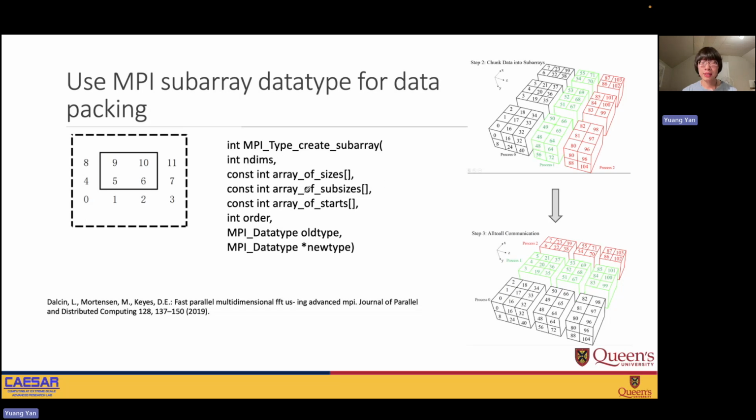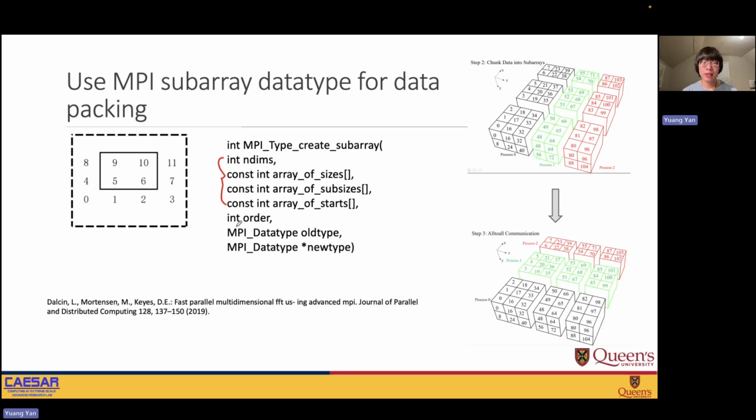The array of subsizes is the array we want to extract from the global array, and in this case it's 2 times 2, so the elements in the array are 2 and 2. The third argument is the array of starts, and in this case it is 1 and 1, because the element 5 starts from the first column and first row. There's an argument called order, which I will introduce later. With these arguments, we can decide a subarray that we want to extract, and that will be passed into the function, and the datatype engine will assemble those elements when the communication is taking place.